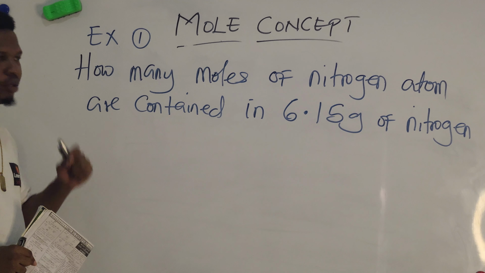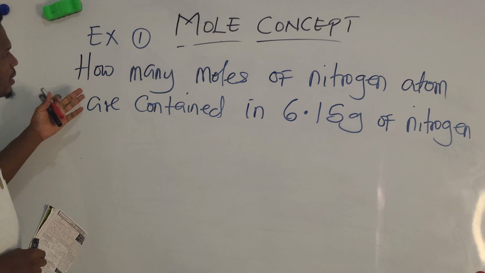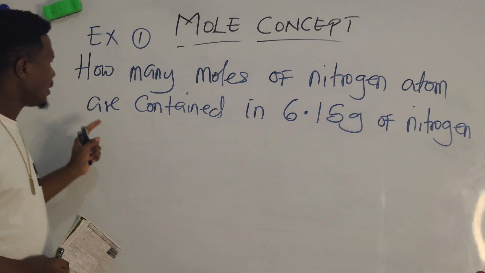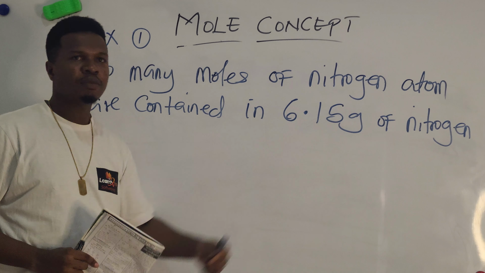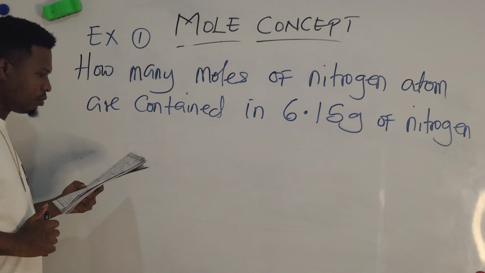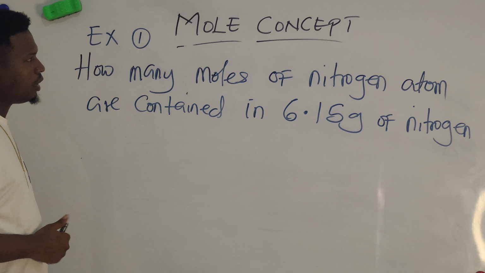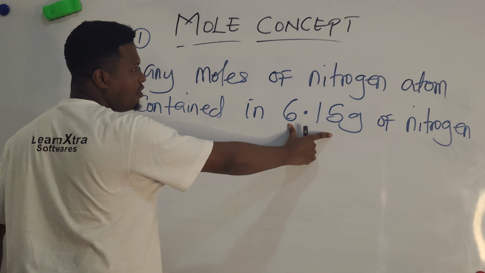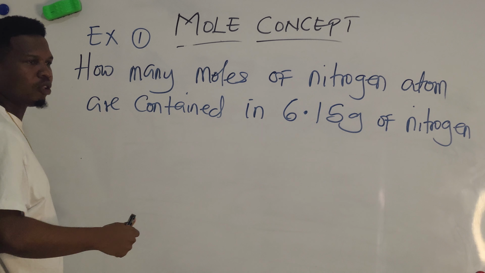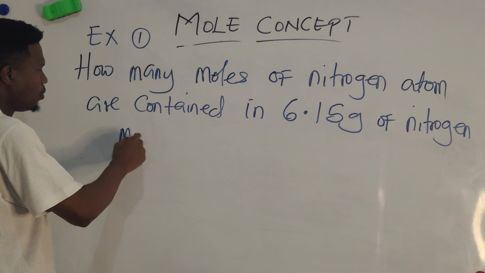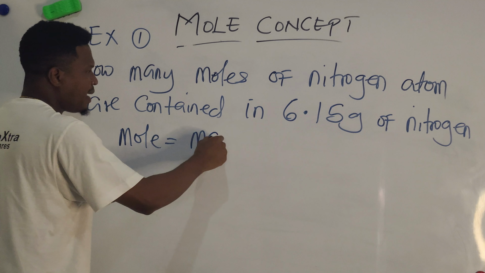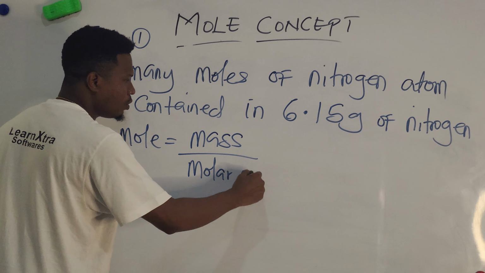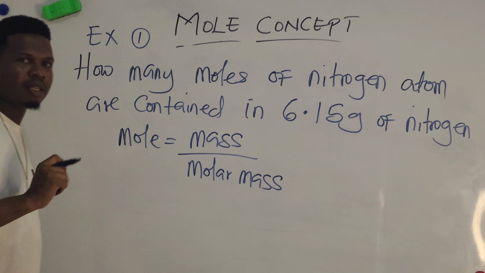Now, look at the question on the board. We are told to calculate the number of moles, how many moles of this nitrogen atom are contained in 6.15 grams of nitrogen. This is a simple question, okay? So, recall what we said, that mole is given as the given mass over the molar mass of that atom. So mathematically, mole is equal to mass over the molar mass of the atom or the molecule or the compound as given in the question.